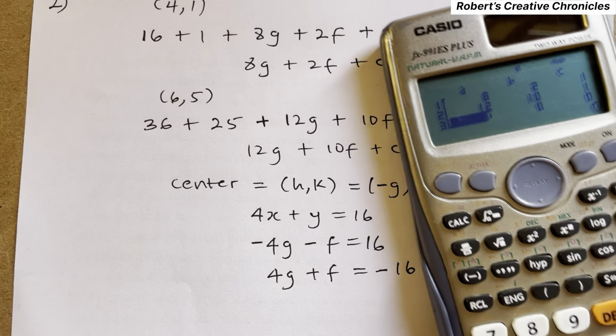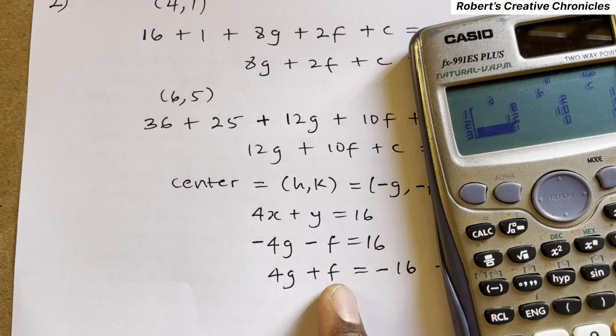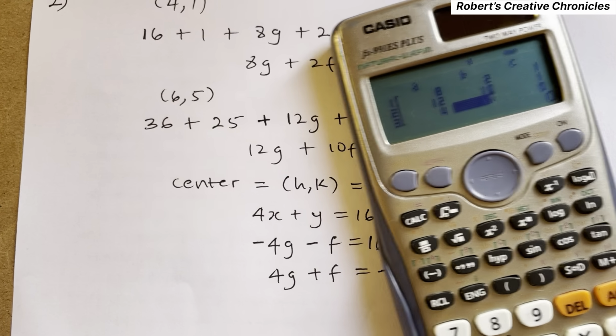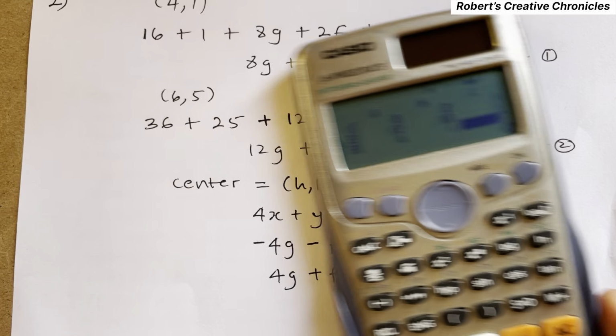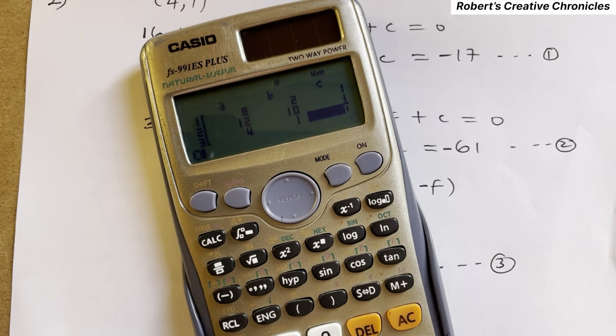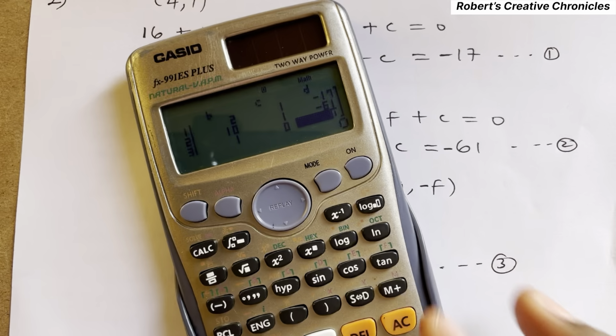Then the last one. This one has only variables g and f. It doesn't have c. So it will be 4, 1. Then here is 0. The last one, g, f, c is 0. So it's 0. Then D is negative 16.